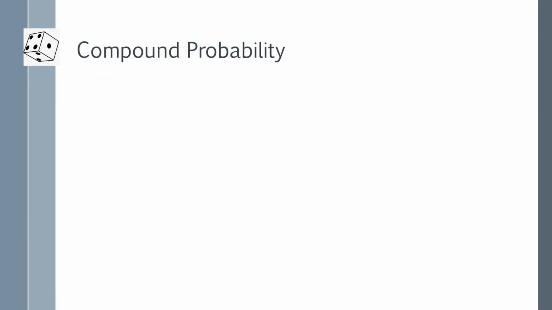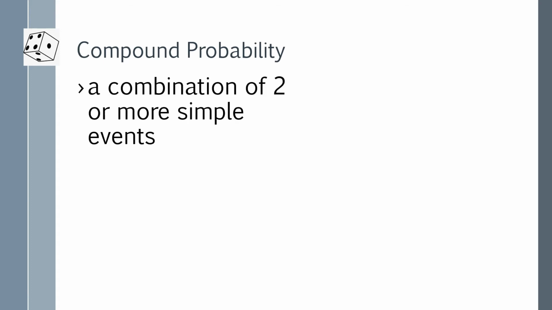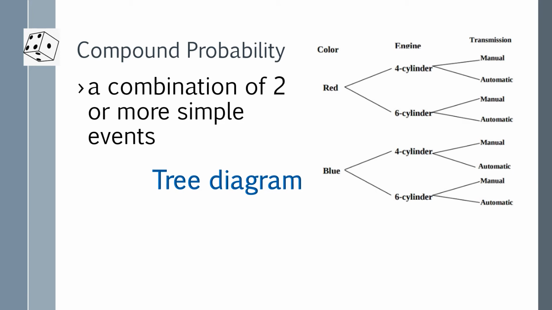Compound probability is similar to simple probability. Compound probability is actually a combination of 2 or more simple events. Our focus on compound probability will be finding outcomes using tree diagrams, or we can also make a list.